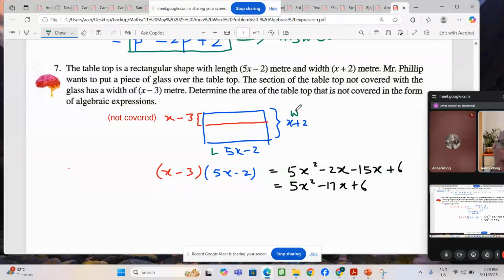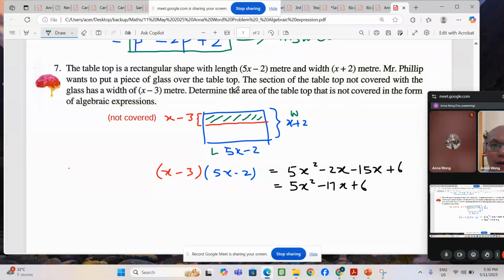Okay, and then now we put a piece of glass over the tabletop. Now, not covered by the glass, we can shade this area. And we assume this area, the width is x - 3, right? So not covered, right down here is not covered.